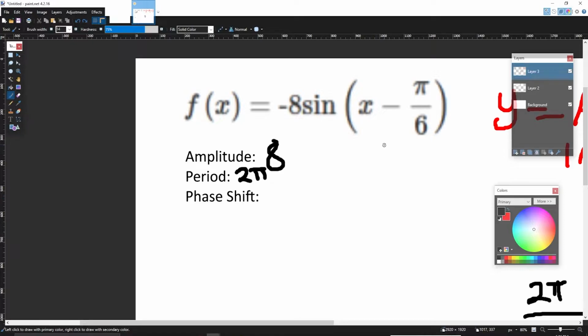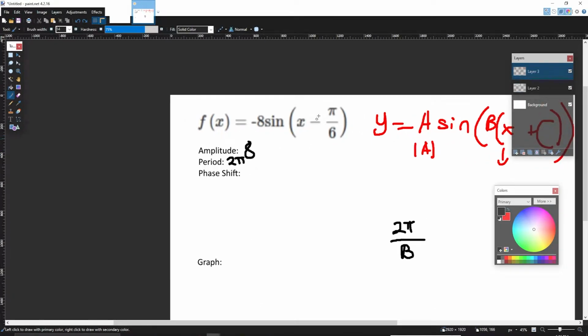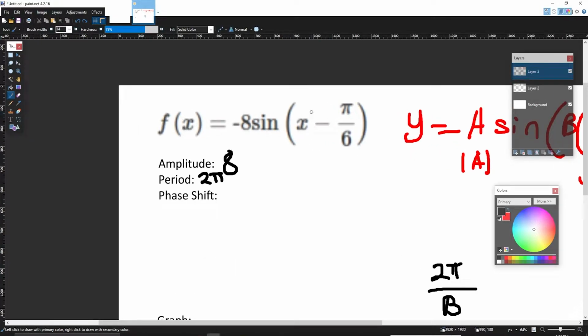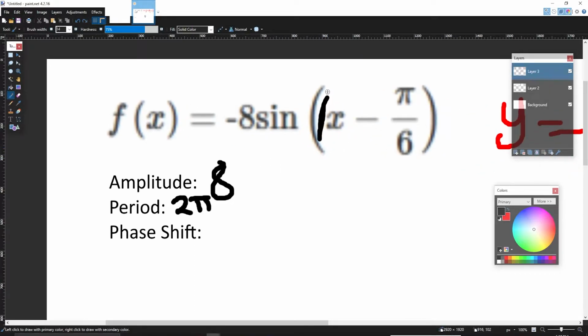So for the phase shift, the phase shift is usually just c. Okay, c is the phase shift. Like I said earlier, if we had a number out here, like 6, c would not just be the pi by 6. We would have to take out the 6 from the pi by 6, and whatever that would be is the actual phase shift. But since there's no number here, the phase shift is just going to be positive pi by 6.